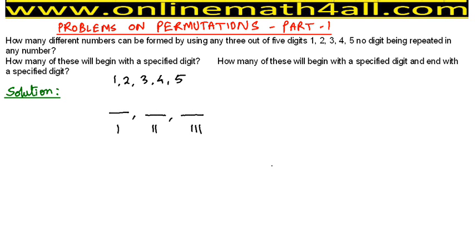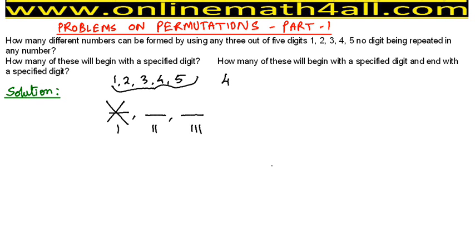In our question, it has been clearly mentioned that we have to start with a specified digit. Since we are going to start the 3-digit number with a specified digit, the first place is already filled, so we don't have to consider the first place anymore. We just have to consider the second place and third place. Since the first place has been filled with the specified digit, one of these 5 digits has been fixed at the first place. So we have only 4 digits remaining.